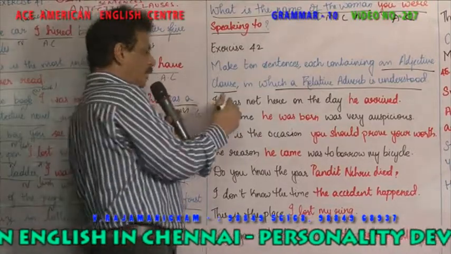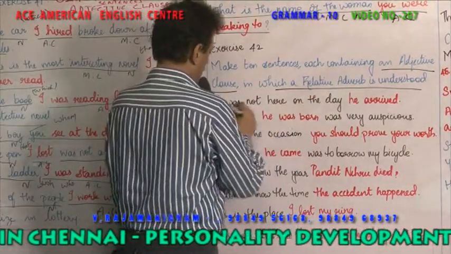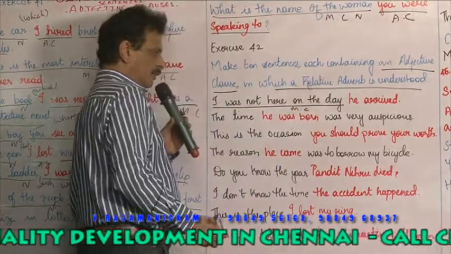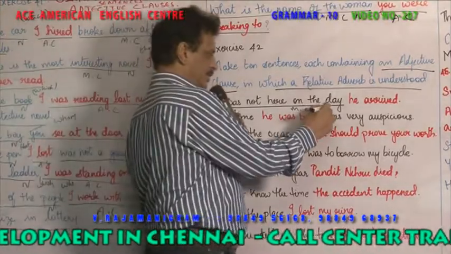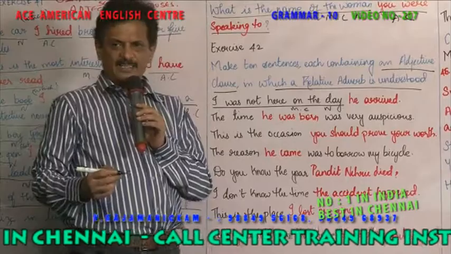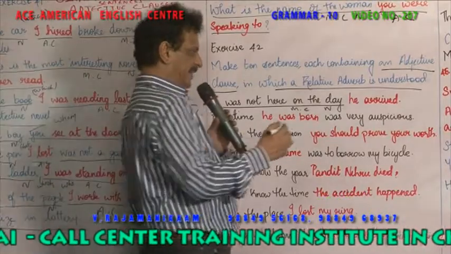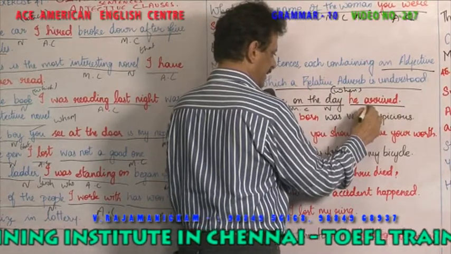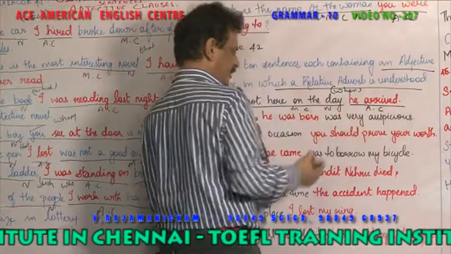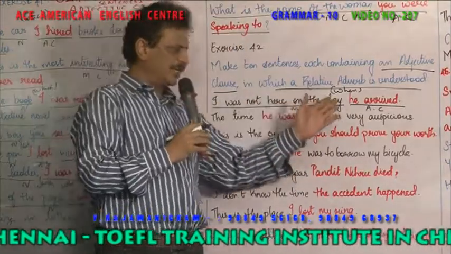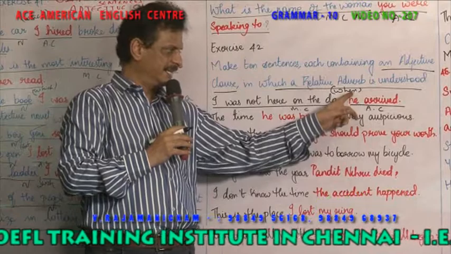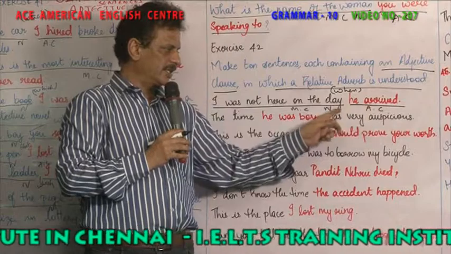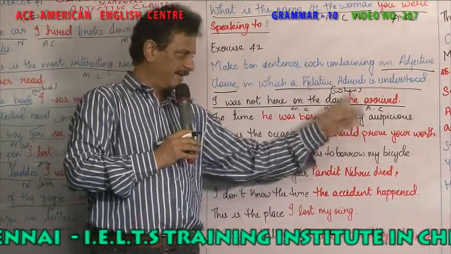For example, I was not here on the day. It is the main clause. It gives a full meaning. Here the noun is the day. So you are qualifying the day, saying when he arrived. So when is hidden here. When he arrived becomes an adjective clause. This qualifies the noun day. I was not here on the day when he arrived. This is the relative adverb when with the adjective clause qualifying the noun day.